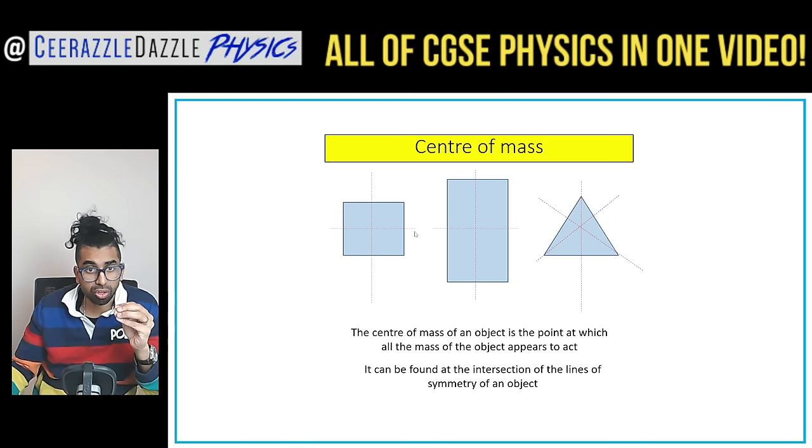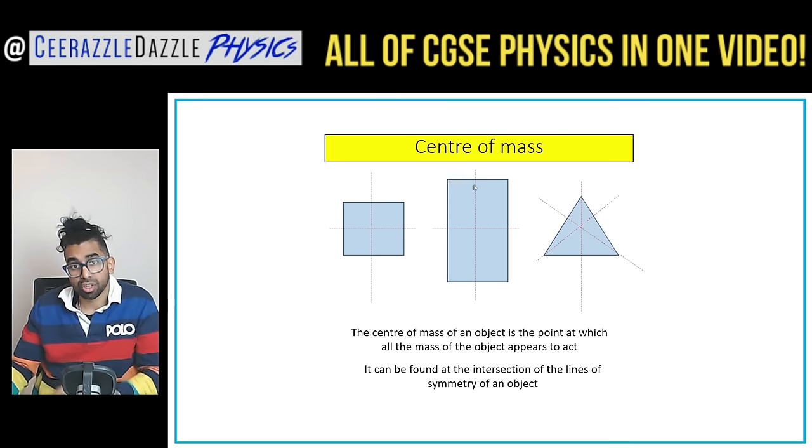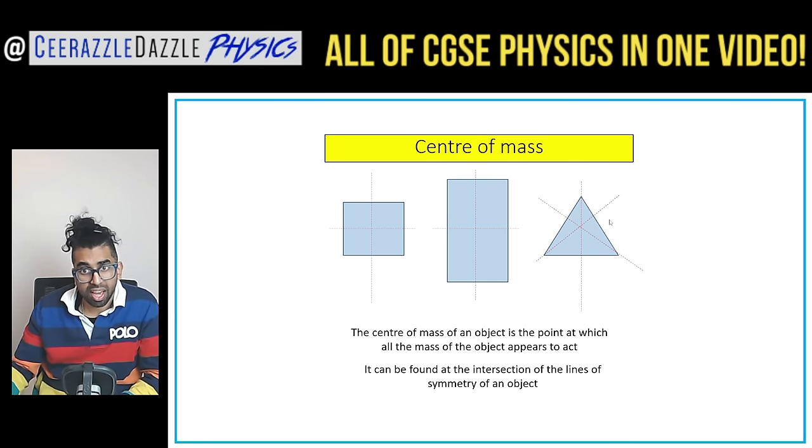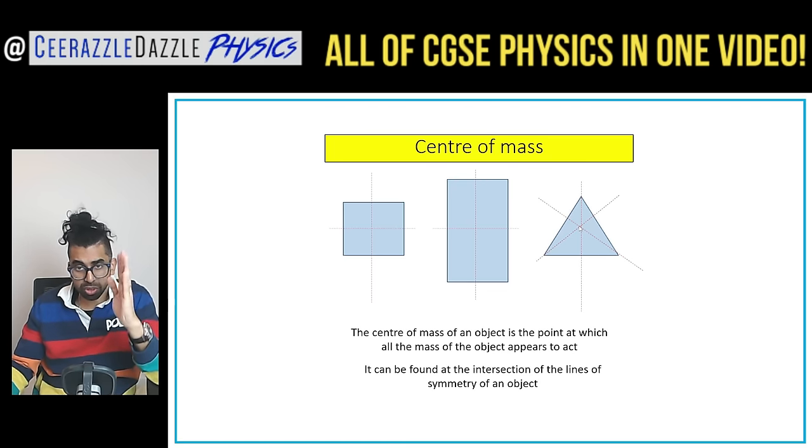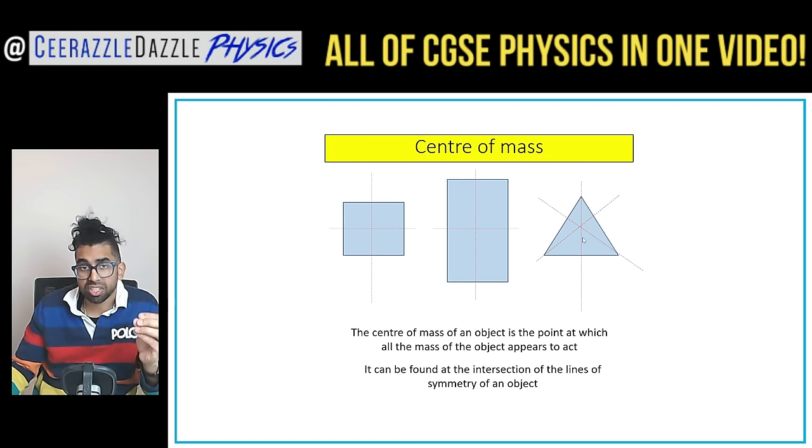As you can see, they cross, and therefore the center of mass is going to be right bang in the middle over here. So for this one, it's over there, and for this one, you can see it crosses, so the center of mass will be at this point over here. So when you find the lines of symmetry, where they all intersect, that's where the center of mass can be found.